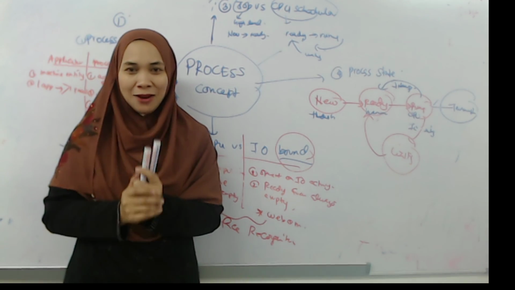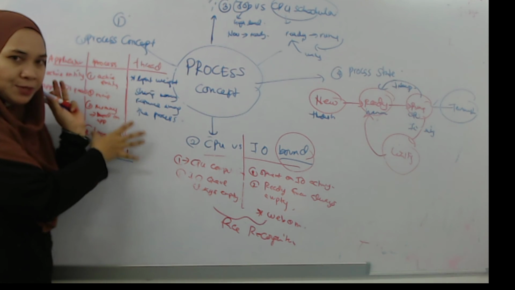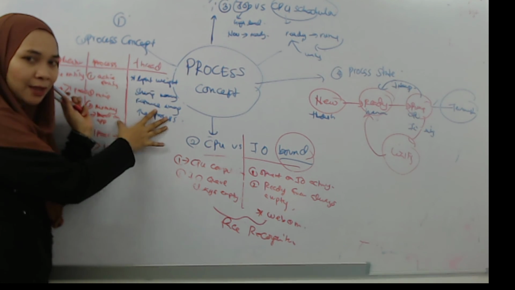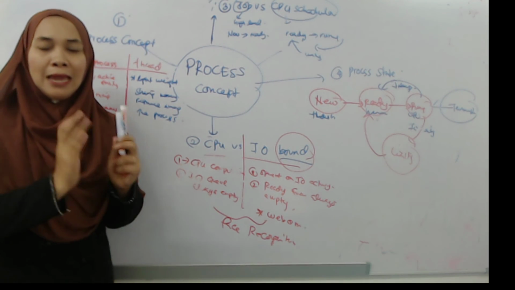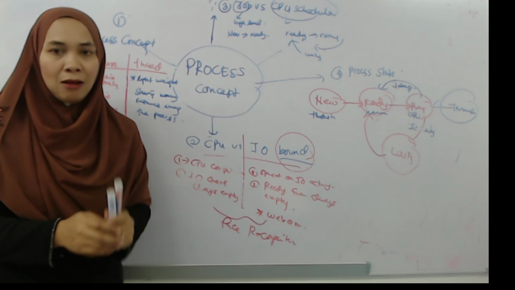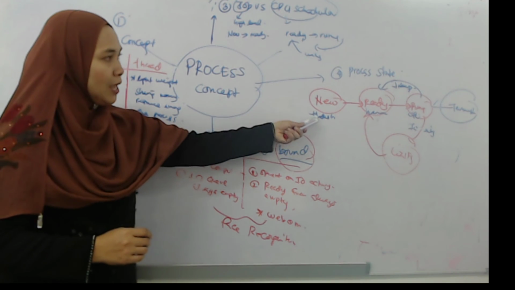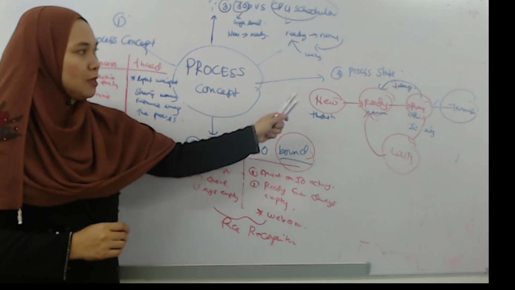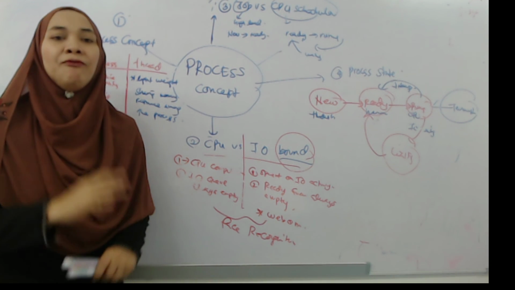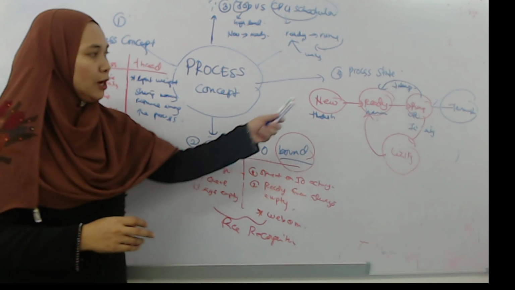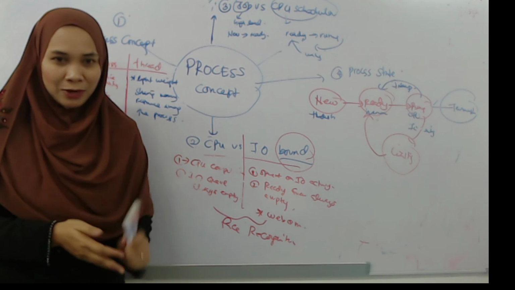So we are done with process concept. Again, in process concept, we need to understand the three different terms: application, process, and thread. We also have to understand the difference between CPU-bound and I/O-bound, and the difference between job and CPU scheduler. The last topic in process concept is process state, and we have to understand the 5 process states: new, ready, running, terminated, and waiting. That's it for process concept.